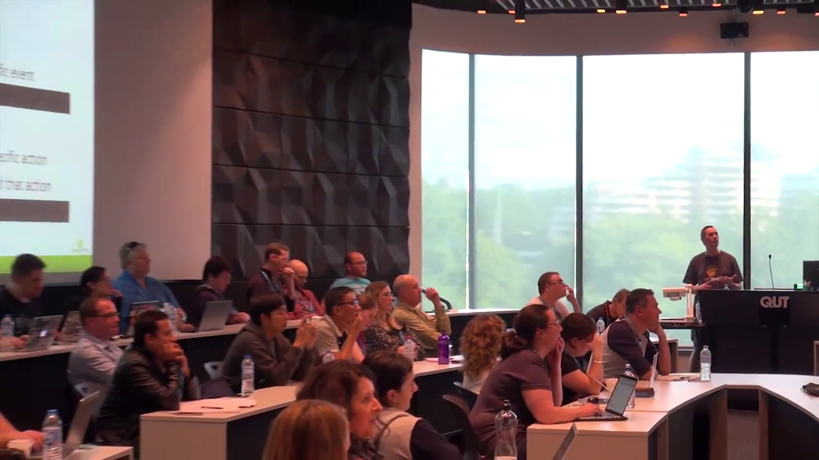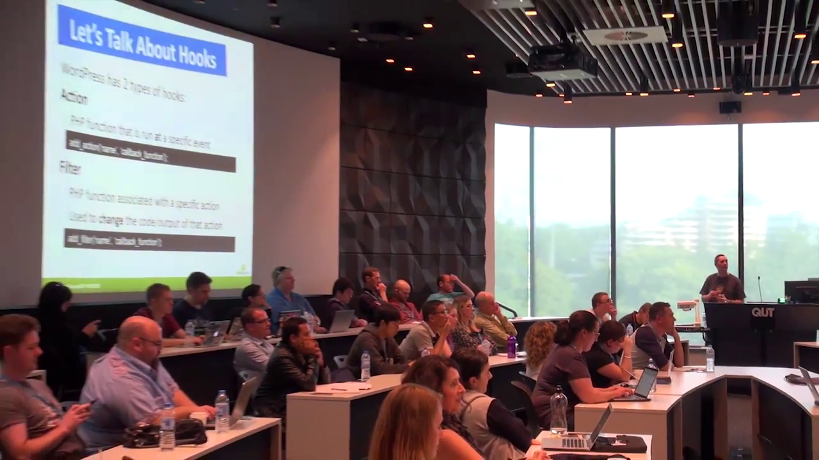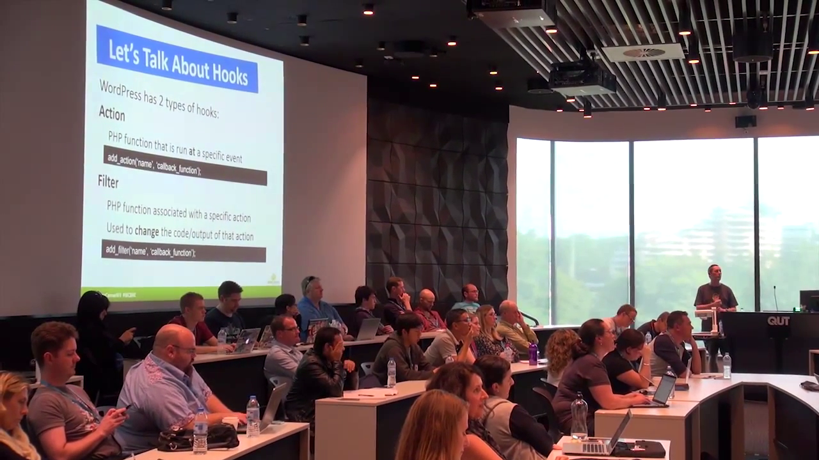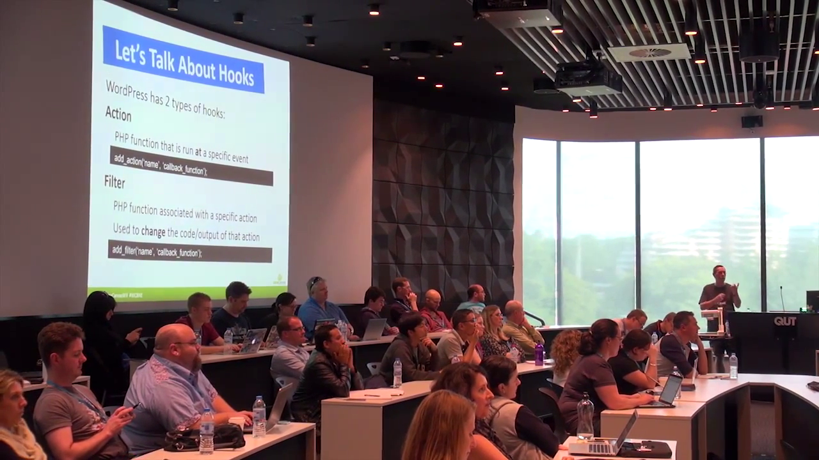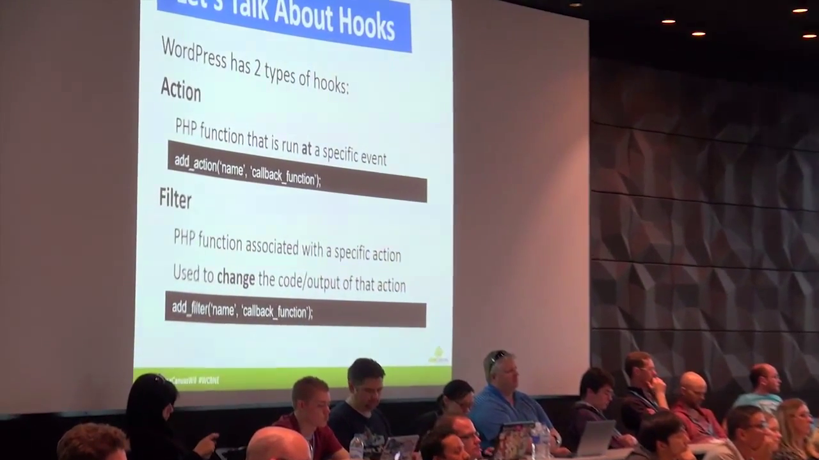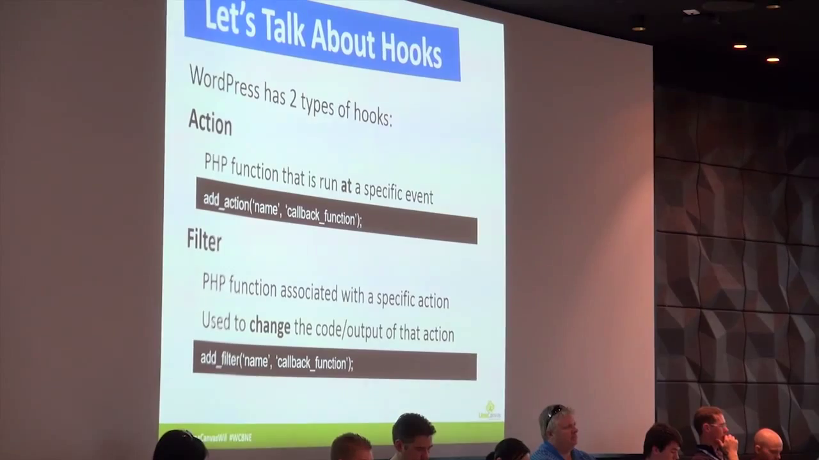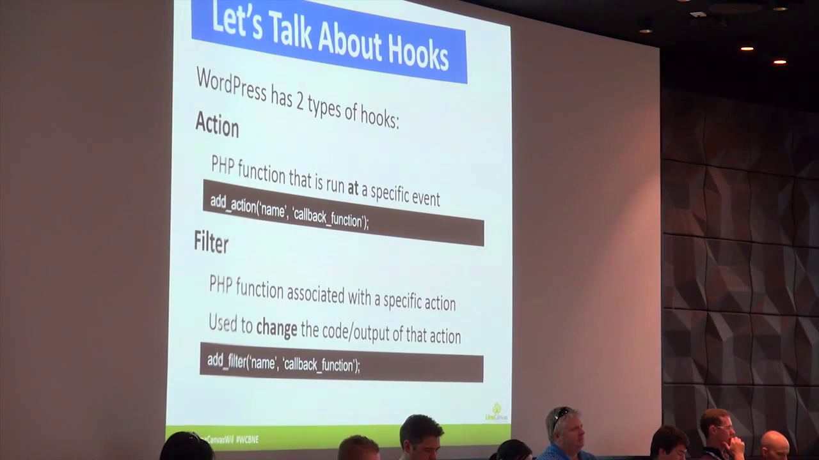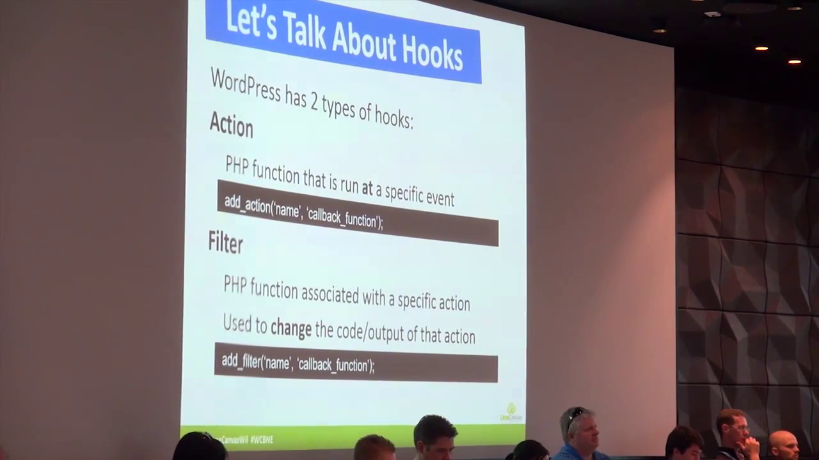Fishes again. Good. And I put an example there. So add_action is the action hook. It takes two parameters: the action name, which is the WordPress hook that hooks into that particular event, and then the callback function, which is the name of your function that runs. Okay, so an action hook runs something at a specific event.